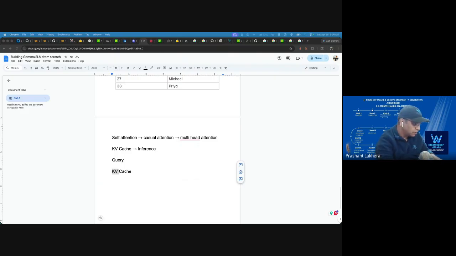KV cache. One second, guys. It should be the formula for KV cache, yes.